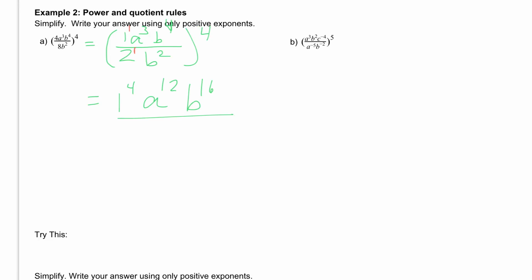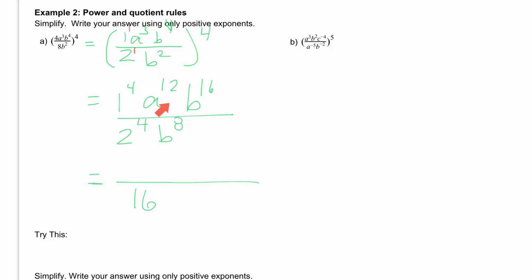In the denominator, we have 2 to the 4th times b to the 8th, and that was because we took the 4, multiplied it by the 2, and the 1. Then what we want to take a look at with our numbers and our variables, let's start with our numbers. 1 to the 4th is just 1, and since we still have some other stuff up here, we don't need that 1 right now. On the bottom, we have 2 to the 4th, and 2 to the 4th is 16.